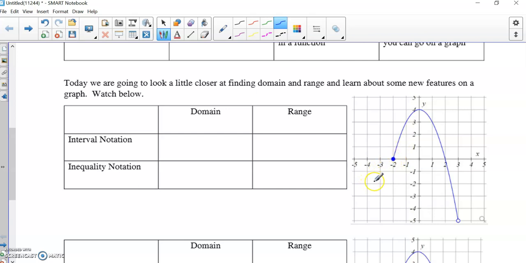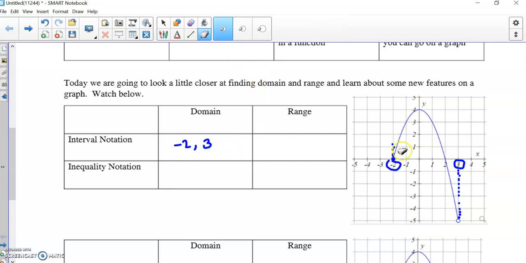So if we look at our domain, we notice that the farthest left this is going to go is right here at -2, and the farthest right it's ever going to go is right here at 3. So we know that my domain is going to go from -2 to 3. Now here's the thing that changes. If you look at this point at -2, it's actually a closed dot. And what that means is that that is a real point on the graph. We want to use it.